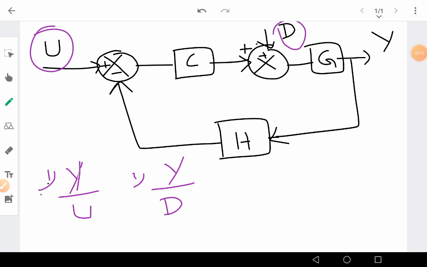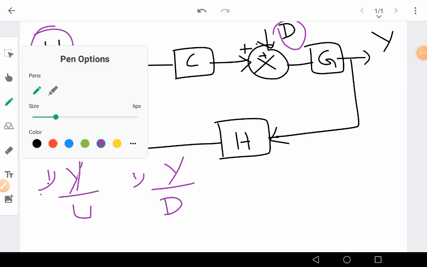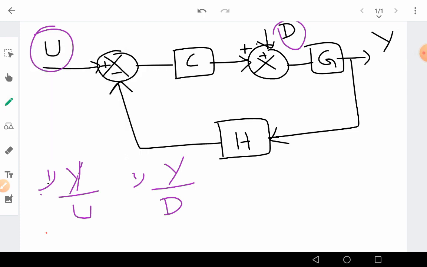The important thing is that when I am finding y by u, my d input should be taken as 0. When I am finding y by d, my u input should be assumed as 0. I'm just adding those things, which is very important, like superposition.